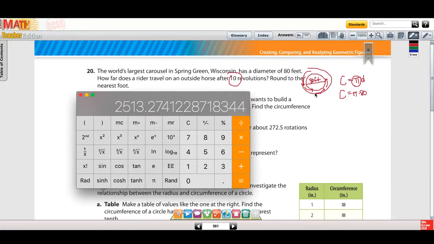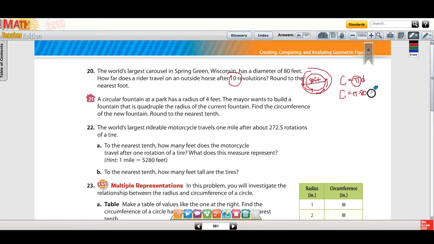So in my formula here, I might just write down times 10 to show that 10 revolutions, and then my final answer will be 2,513, and then I will label that with feet. Please make sure that you have this picture and this work shown for number 20.